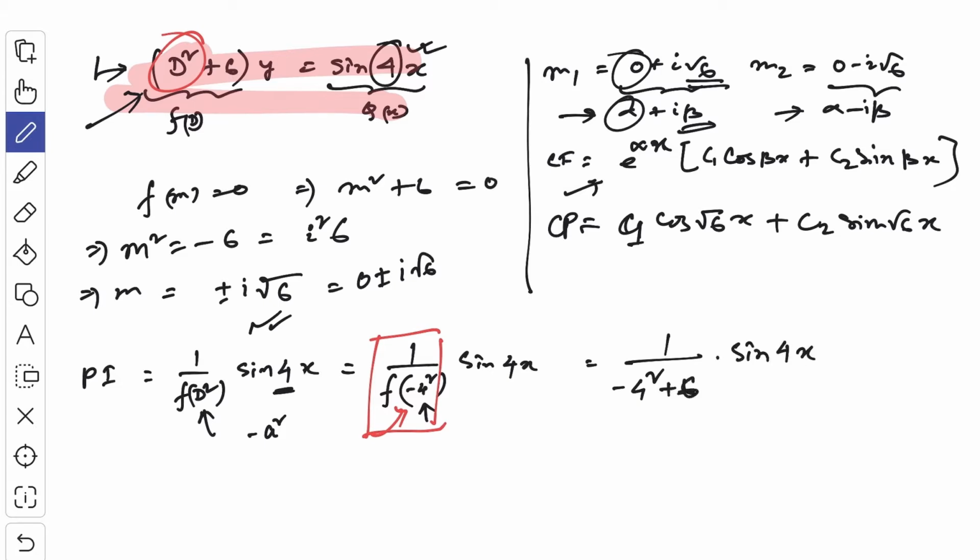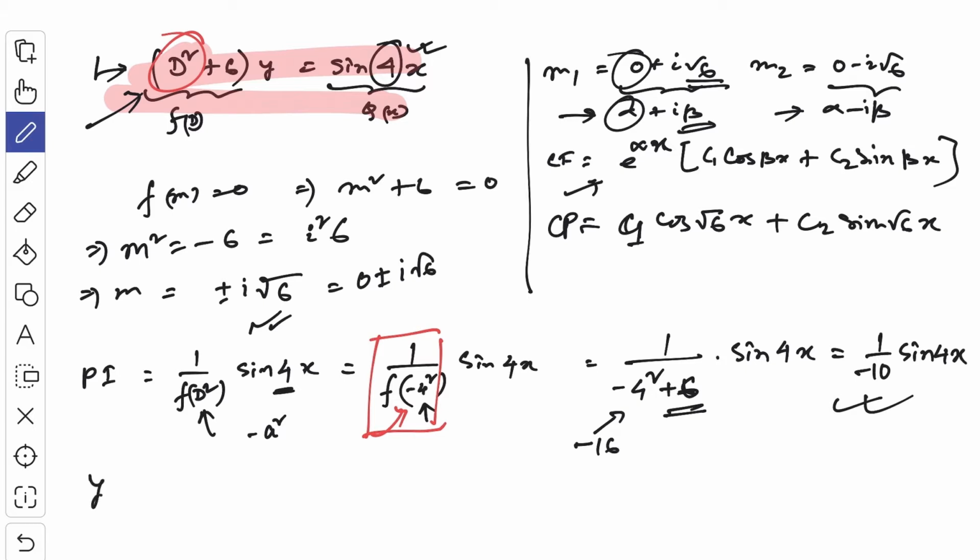Hope now it is clear how to find this PI. Minus 4 square is going to be minus 16. Minus 16 plus 6 is going to be minus 10. So here 1 by minus 10 sine 4x. So this is our PI.